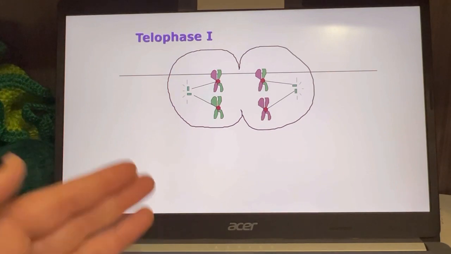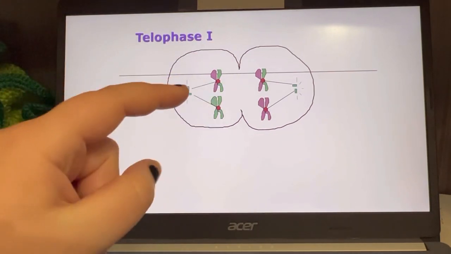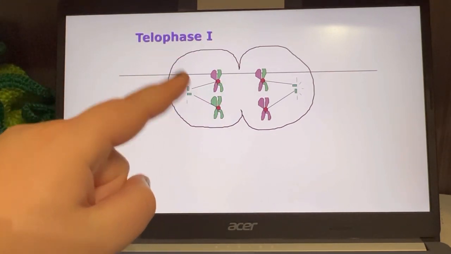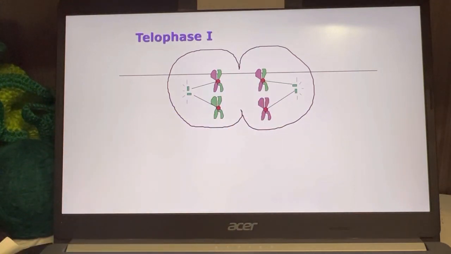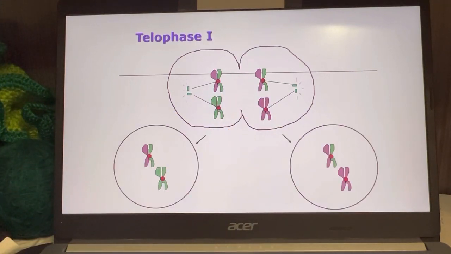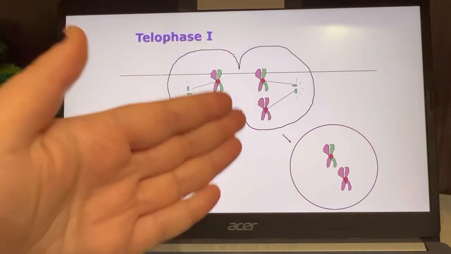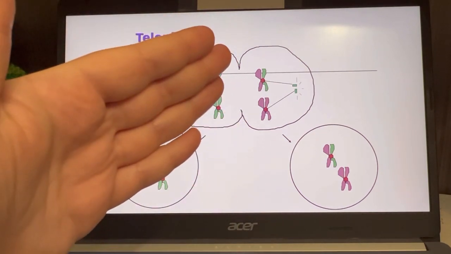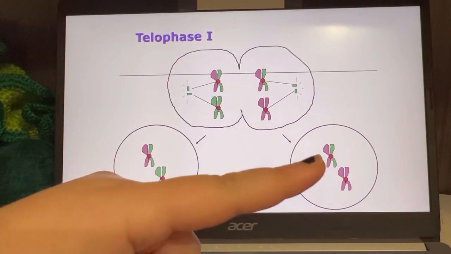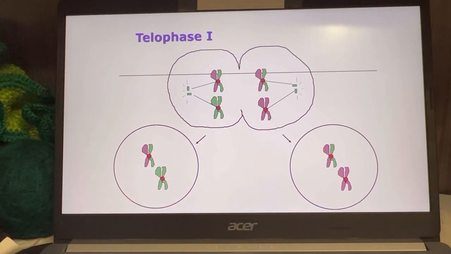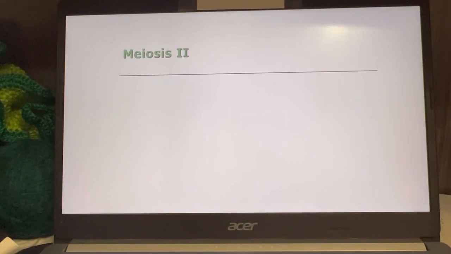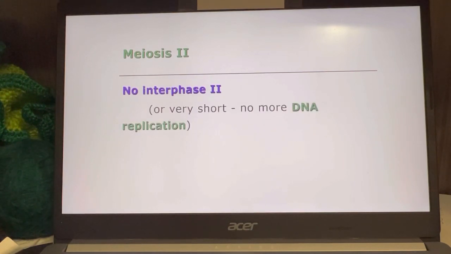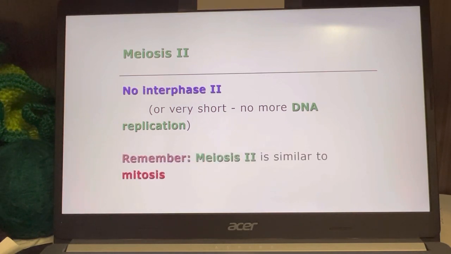Telophase 1. Splitting happens. This is now a haploid, and this is also a haploid cell. When they finish splitting, once the cytokinesis has gone through completely, we now have 2 haploid cells that are genetically different. All right, meiosis 2. There is no interphase 2. Or if there is, it's extremely short and there's no DNA replication.